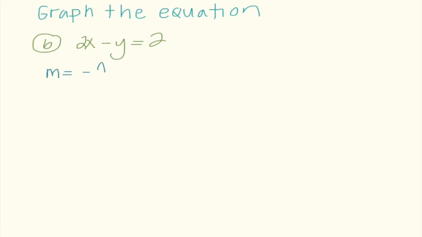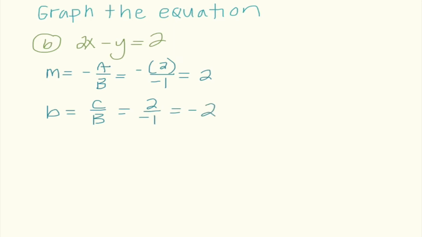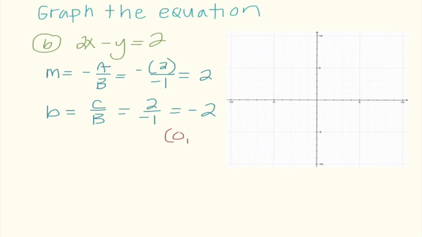Remember, in standard form, our slope is the opposite of a over b. So I'm going to do the opposite of 2 over negative 1, which is positive 2. My y-intercept is c over b, so that would be 2 over negative 1, or negative 2. Okay, we know a y-intercept is an ordered pair of (0, negative 2), because a y-intercept always means the x value is 0. An x-intercept means that the y value is 0.